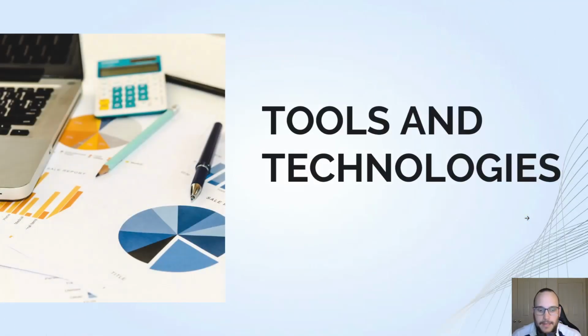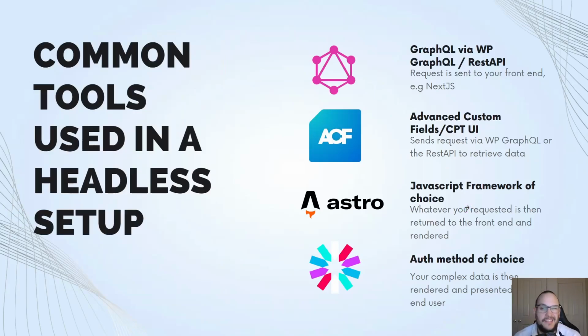Right, lastly a little bit on tools and technologies. What sort of tools are we looking at when it comes to pivoting to Headless WordPress? Pretty simple in a lot of cases. GraphQL is the big one, via the WP GraphQL plugin, or the REST API. You need something to handle your content, and you need something to query that content. That is generally handled by GraphQL or the REST API.